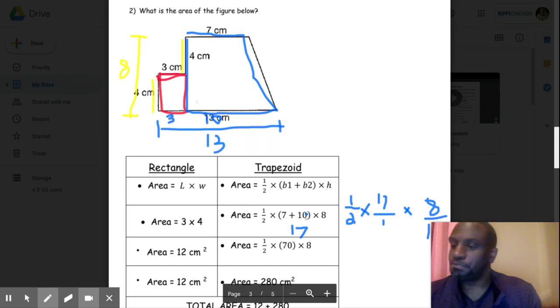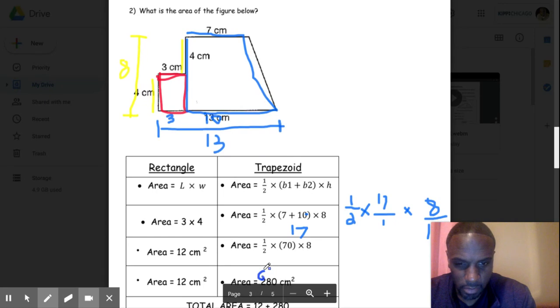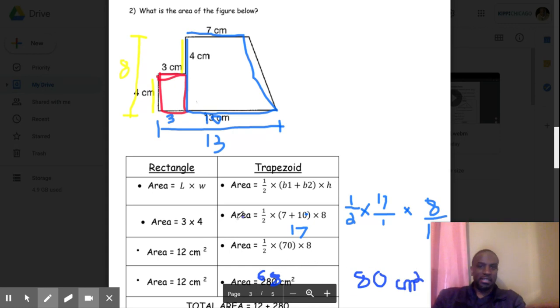Okay, so it's 17 divided by 2, which is 8.5, times 8, which will give me 68, okay? So this right here, I'm going to erase this. Well, I can't erase it because it's already in. So this should be 68, okay? So it is 12 plus 68. That will give you total area of 80. And I'm going to put the cm here. So I made an error here. So this should be cm squared, okay? Now, this answer should be 80 centimeters squared.